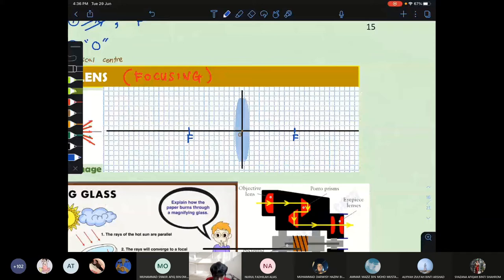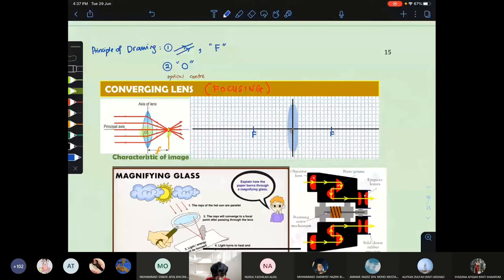So now, first, let's say the question says the object distance U is less than F. What is that? U less than F. You must know what the symbols mean. Okay, what is the meaning of the symbols? I'll go a bit faster. So U less than F means, what is U? U is the distance. Distance of what?